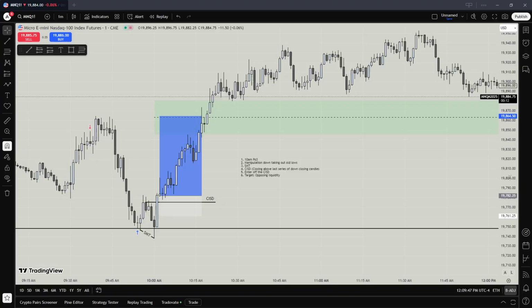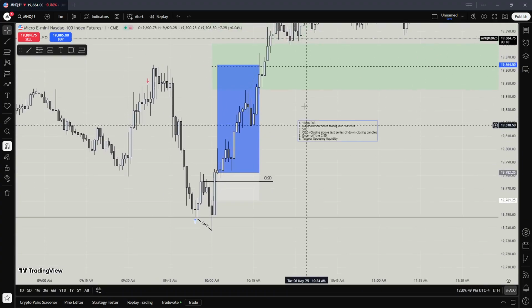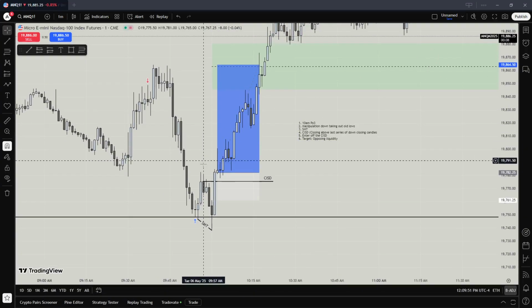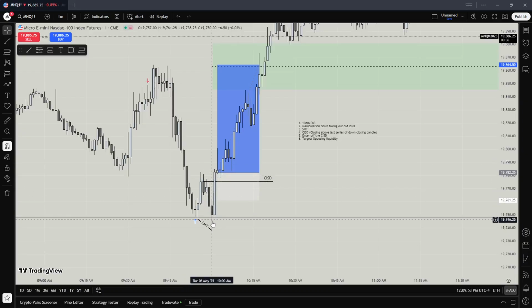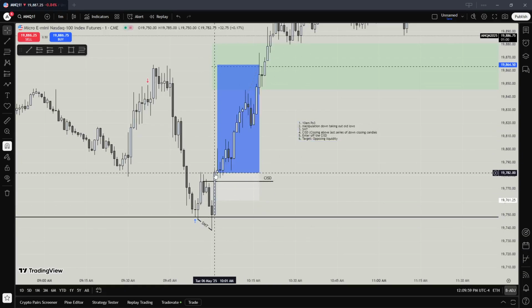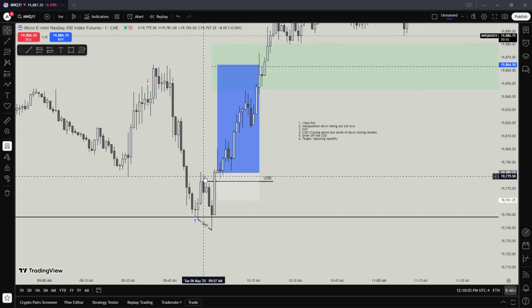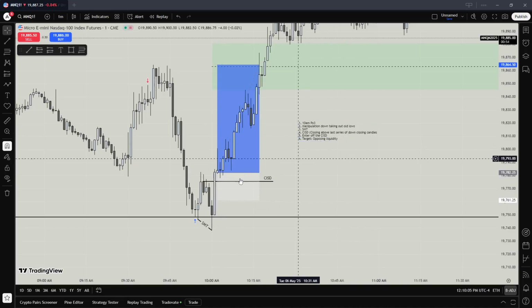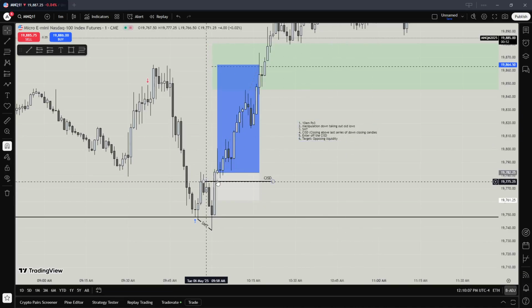So this is the checklist, right? 10 a.m. PO3, we wait till 10 o'clock. 10 o'clock comes, we manipulate down, taking out lows, create SMT. We go up in one candle. It doesn't have to be one candle, but this momentum's nice. We close above the last series of down closing candles right here, creating that CISD.